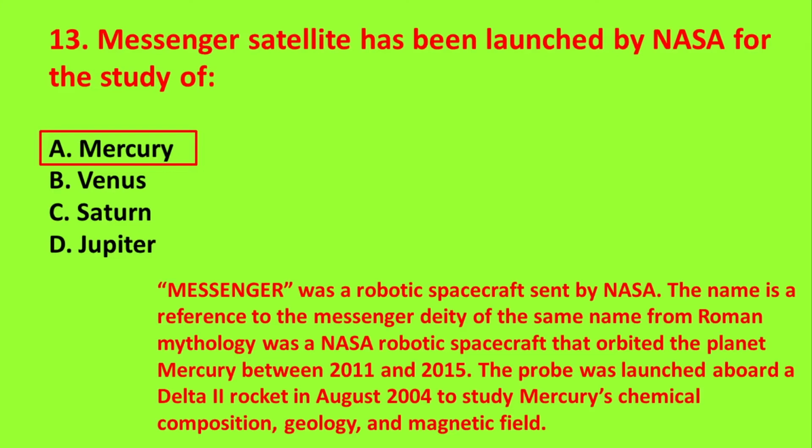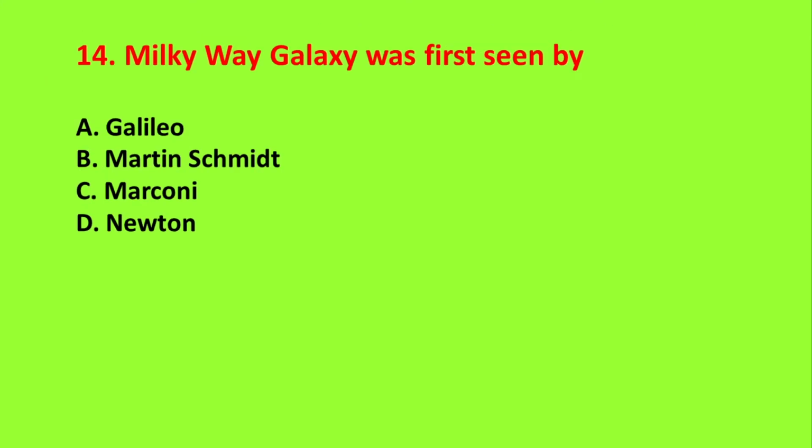It was a NASA robotic spacecraft that orbited the planet Mercury between 2011 and 2015. The probe was launched aboard a Delta II rocket in August 2004 to study Mercury's chemical composition, geology, and magnetic field. Question number 14. The Milky Way galaxy was first seen by A.